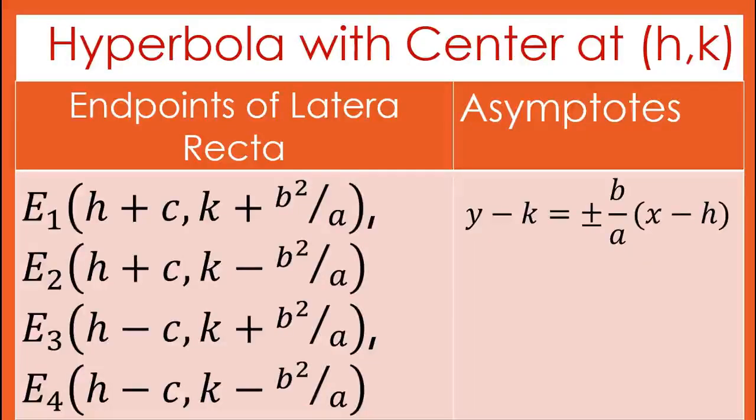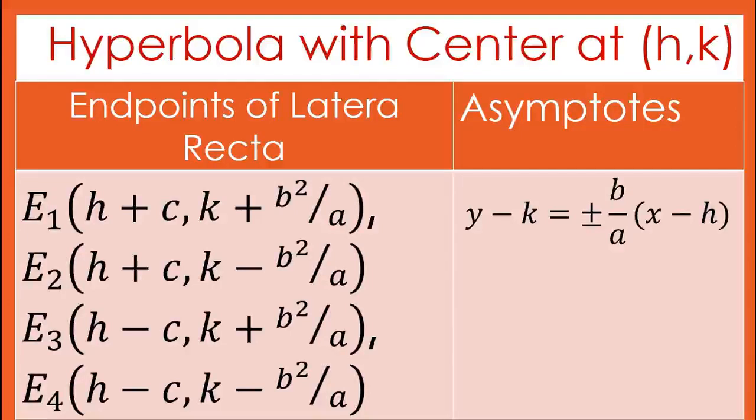For the endpoints of the latera recta, they are located at E1 (h plus c, k plus b squared over a), E2 (h plus c, k minus b squared over a), E3 (h minus c, k plus b squared over a), and E4 (h minus c, k minus b squared over a).